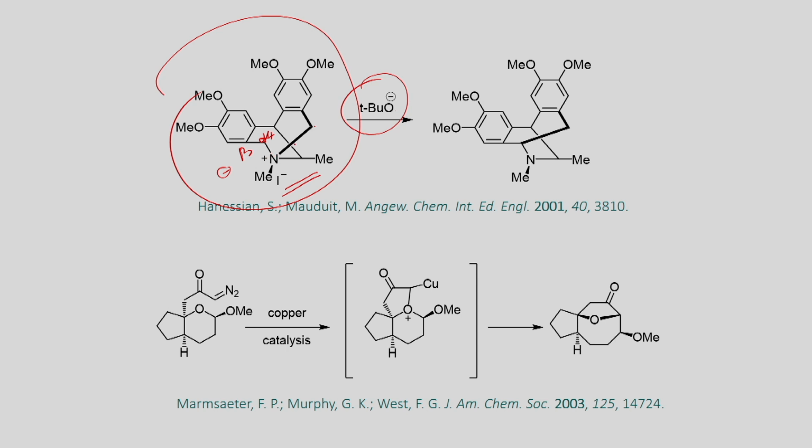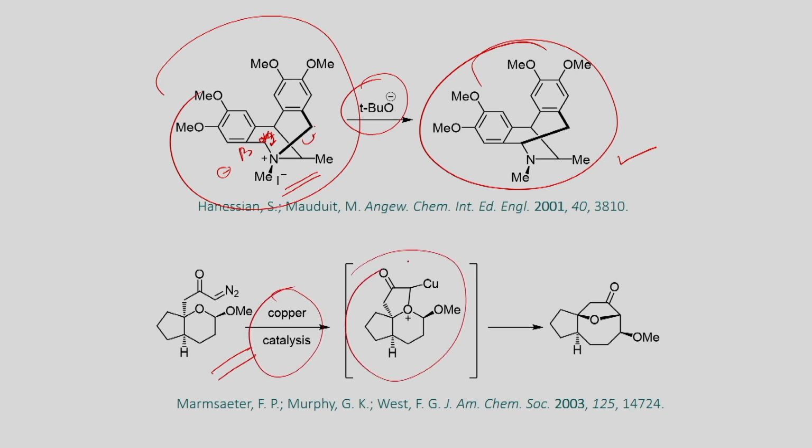And once you form the anion, as we have just seen, it can undergo addition here, and then you'll be able to get this compound. This is what happens here. Similarly, this substrate can undergo reaction through copper catalysis, and you'll have this intermediate. Once you have this one, it can undergo rearrangement as shown here, and you'll be able to get this tricyclic compound as the product.